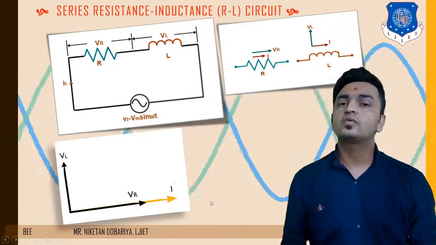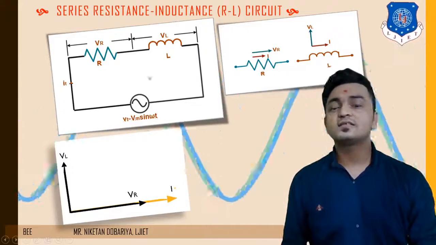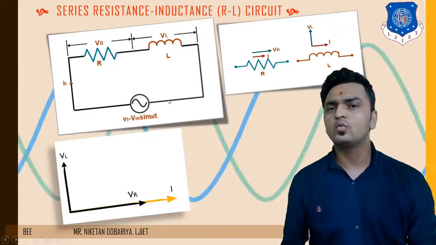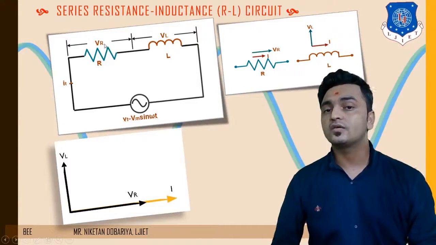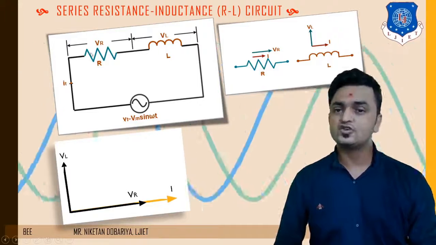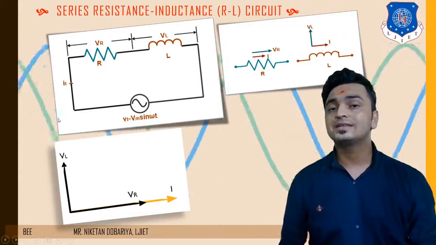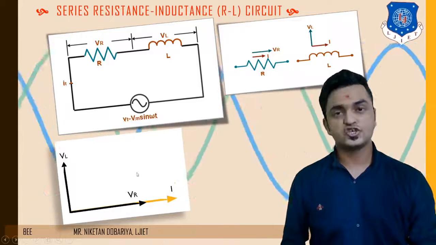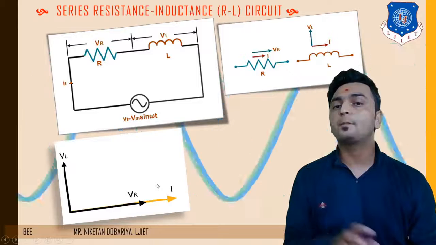And now next we want to find out the supply voltage. As this is a series circuit, according to KVL, Kirchhoff's voltage law, what is the supply voltage V? Here the supply voltage V is nothing but VR plus VL, the addition of these two voltage drops. If I add VR and VL, that will provide the supply voltage Vs, and that can be done by vector addition. This vector addition can be done by forming a parallelogram.